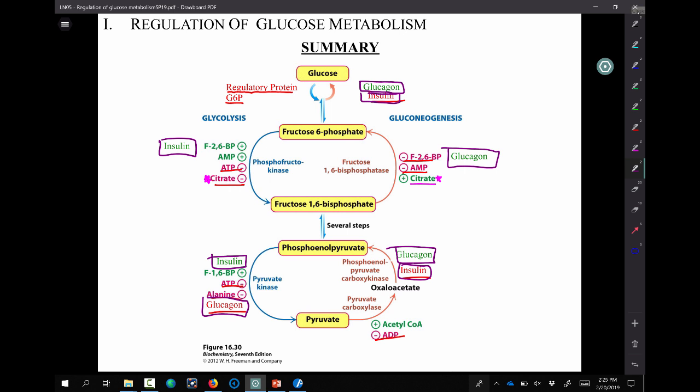Now here's where it becomes really fun. Just to mention one more thing that we're going to have to keep our eye on. Glucagon can lead to the covalent modification of pyruvate kinase in the liver, but not in any other tissue. So it becomes tissue specific as well.